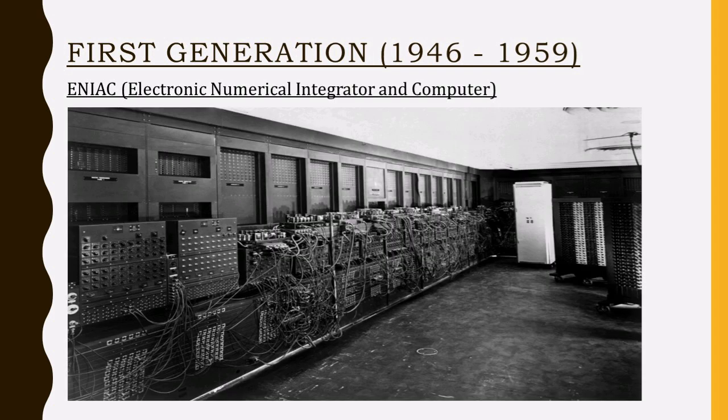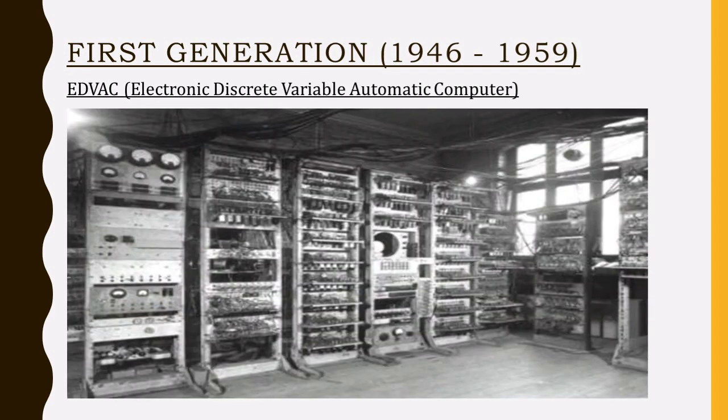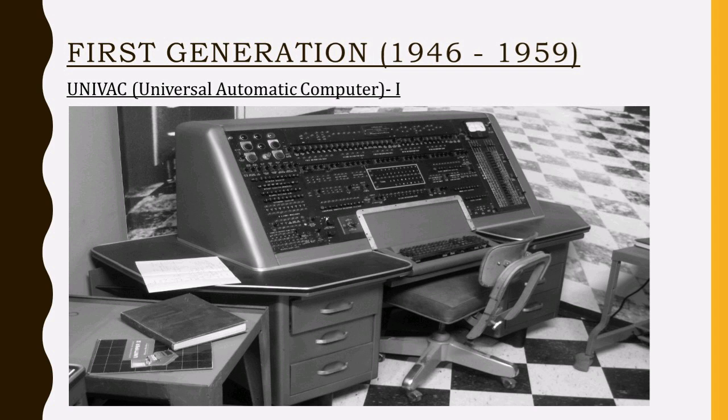Now take a look at some examples of first generation computers. This is ENIAC, Electronic Numerical Integrator and Computer. The next one is EDVAC. It stands for Electronic Discrete Variable Automatic Computer. One more popular example of first generation computer is UNIVAC 1. The full form of UNIVAC is Universal Automatic Computer.